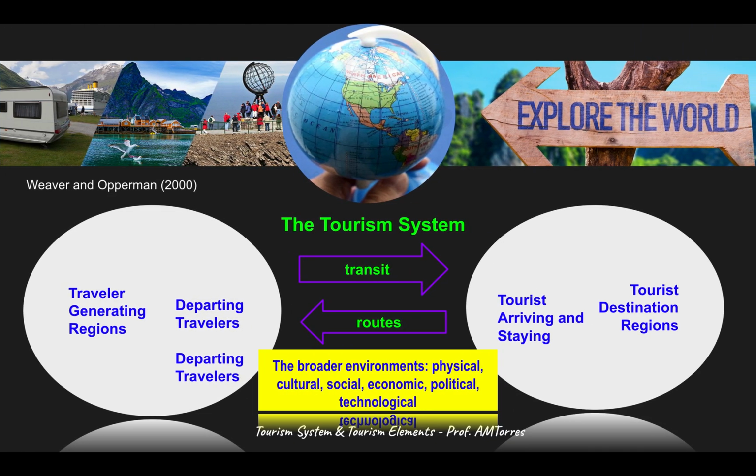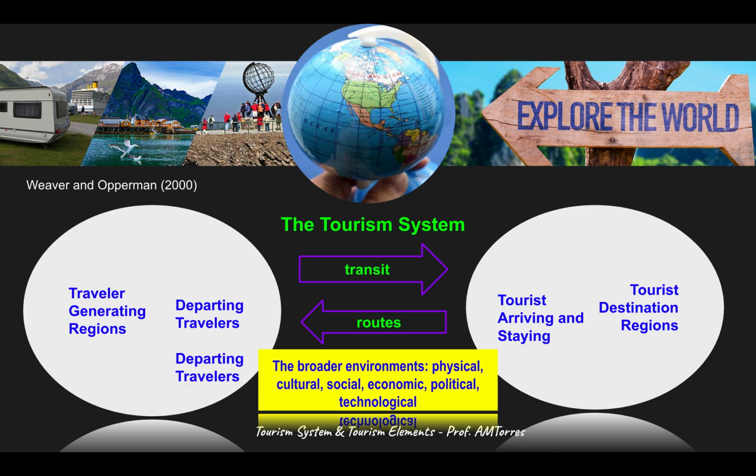All right. It's still the same, compared to Leiper's systems model. However, this is something that has been updated by Weaver and Oppermann sometime in 2000. And aside from it being updated, it became a little more complicated. Not probably complicated, I'd like to take back my word for that, but instead, a complex environment for tourism. Why do I say complex environment?